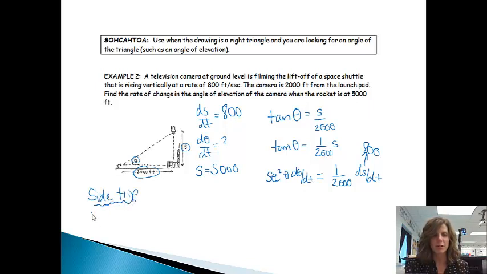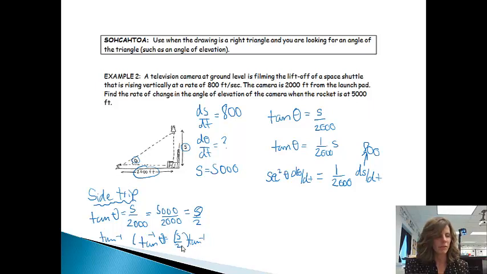Okay, with the side trip, I'm going to start off with that beginning formula. Tangent theta equals s over 2,000. We know we're finding our information when s equals 5,000. So I'm going to plug 5,000 in for my s, and then notice 5,000 divided by 2,000 is 5/2. So I would like to figure out where does the tangent theta equal 5/2. And to do that, the way that we get rid of tangent theta is we're going to do the inverse tangent to both sides. So we're going to do tangent inverse, and we'll also do tangent inverse on that side.